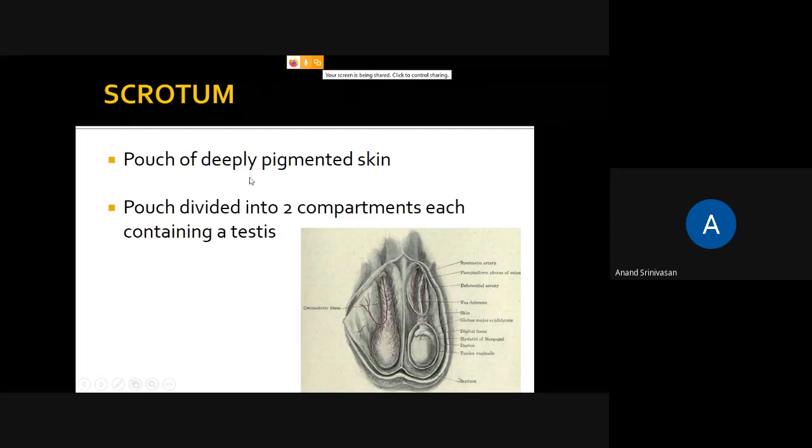It is a deeply pigmented structure, and this structure is divided into two compartments. If you dissect and see, you will be able to see two compartments, and in each compartment there is a testis. So the structure is called the scrotum, and inside the scrotum there are two compartments, each containing a testis.